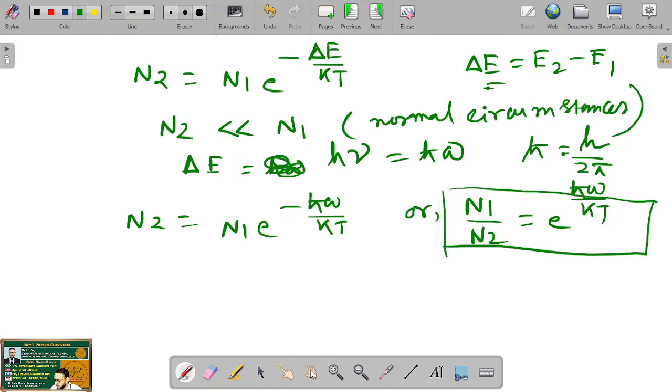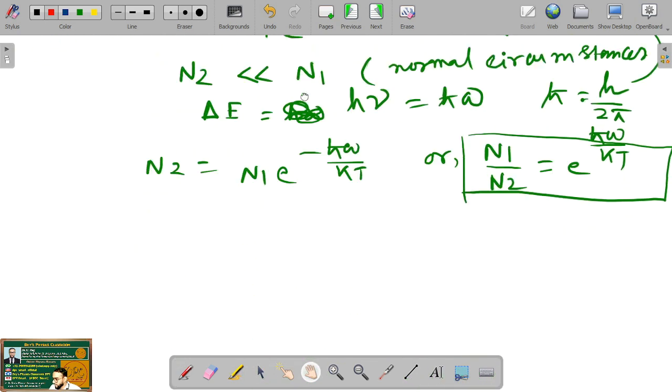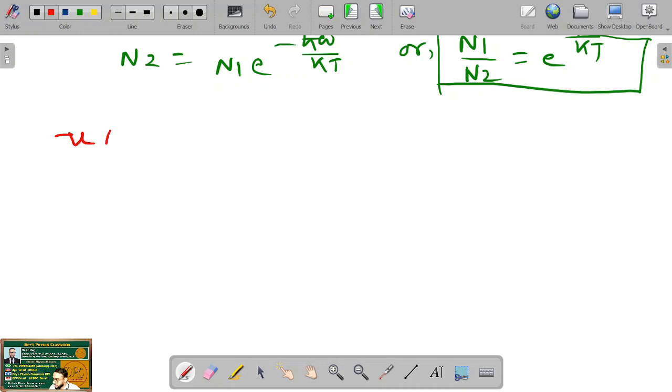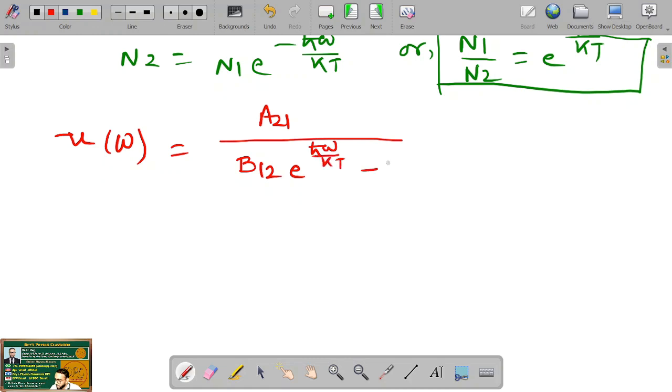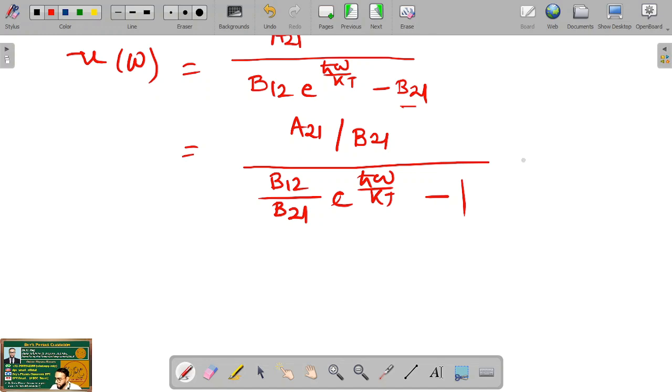Now if we put this value of N1 by N2 here, we will get the energy density u omega as A21 divided by B12 into e to the power h cut omega by kT minus B21. If we divide both numerator and denominator by B21, we will get A21 divided by B21, whole divided by B12 divided by B21 e to the power h cut omega by kT minus 1. We name it equation 4.